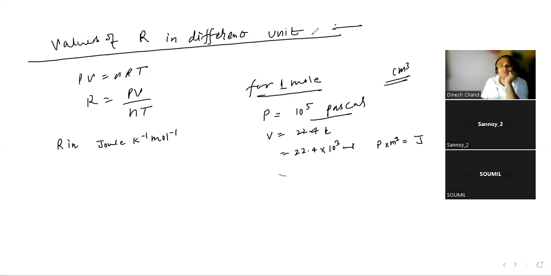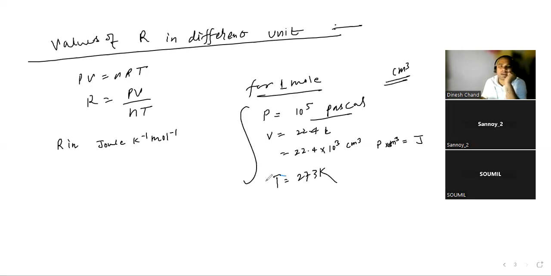How will we convert liter and centimeter cube? Let it be centimeter cube. Now this is there, moles, and temperature in Kelvin. Temperature we have to take 273 Kelvin.